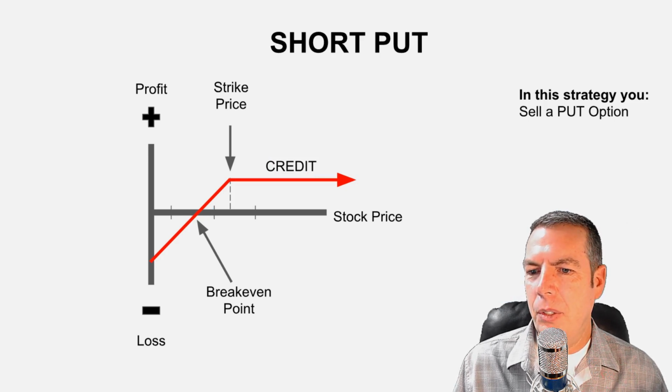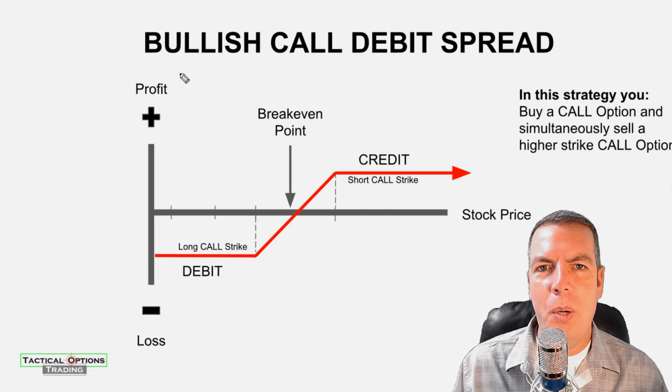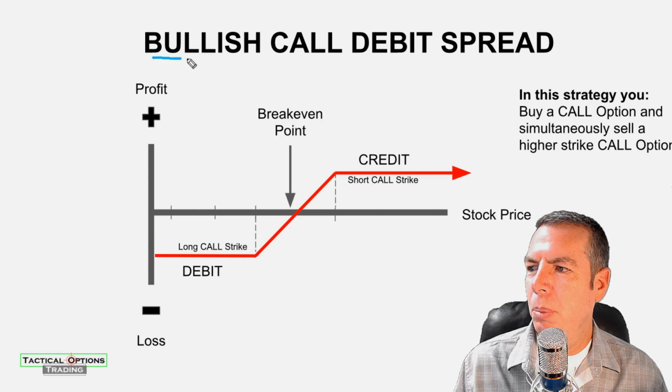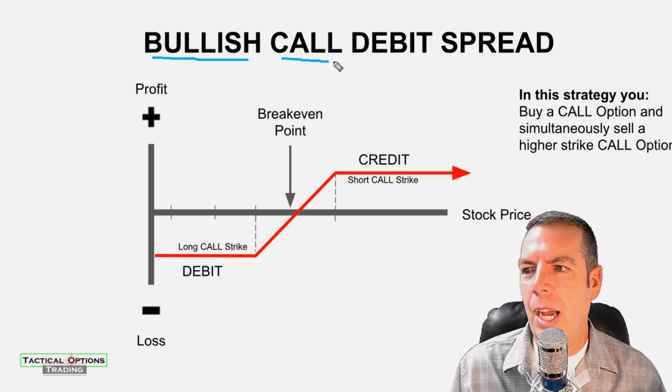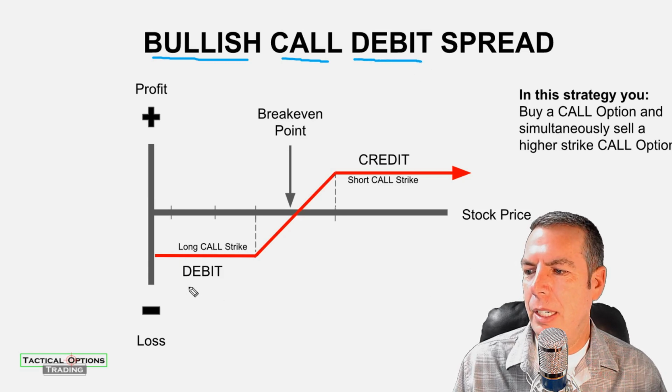So now let's take a look at a bullish call debit spread. I know some of these terms get a little bit long, but the name will tell you where we're trading this. This is going to be a bullish play, so we're looking for the stock to go up. It's going to be the call side of the options chain, and this is going to be a debit, so a debit coming out of our account.